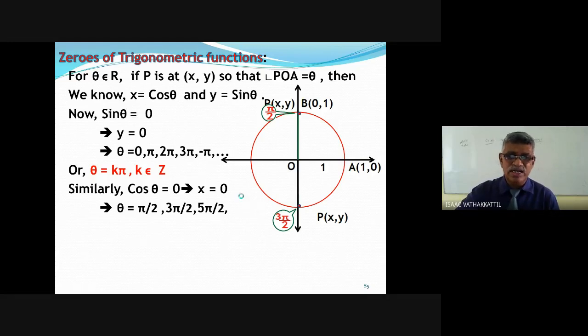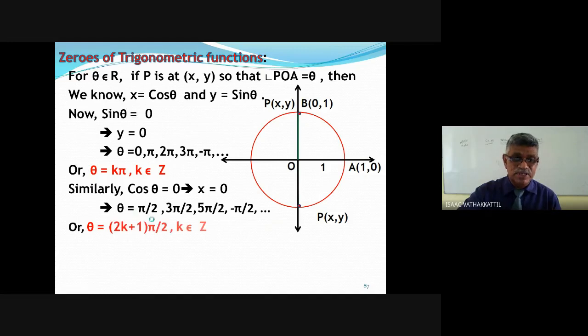That means generally we have theta an odd multiple of pi by 2. It is not 2 pi by 2, 2 pi by 2 is pi. It is not 4 pi by 2, 4 pi by 2 is 2 pi. So theta could be an odd multiple of pi by 2. Odd multiple of pi by 2, we can represent as (2k plus 1) pi by 2, k belongs to Z.